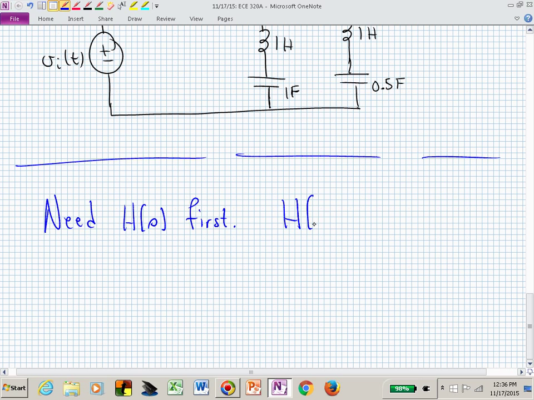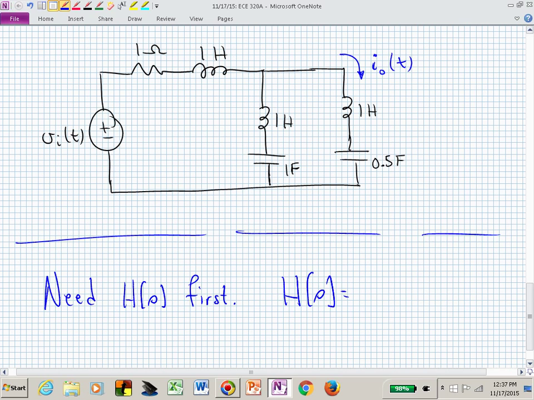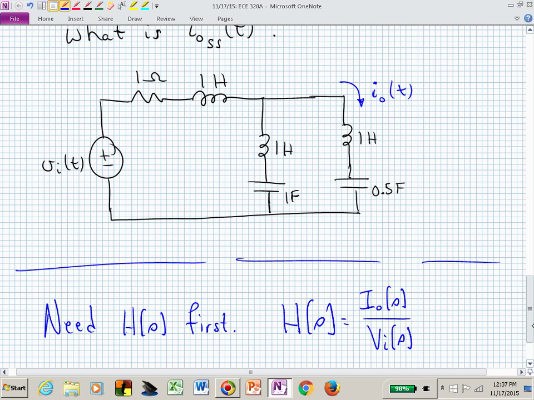Again, some partial credit. What is this relative to the variables that are identified in this circuit? It's something over something. What's on top? That's going to be your output, which in this case is I sub 0 of S, and the input is V sub I of S. Which means if you can now find an equation for I sub 0 of S in terms of V sub I of S, you're essentially done. Because then you can just divide out V sub I of S from that expression, and that's your transfer function. Now, if you're trying to find I sub 0 of S as a function of V sub I of S, how might you solve that?